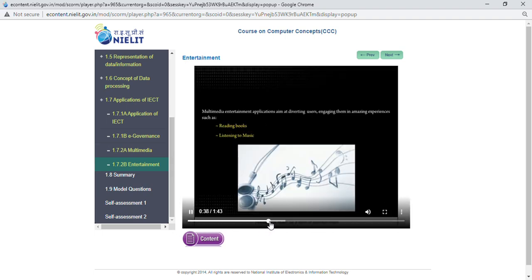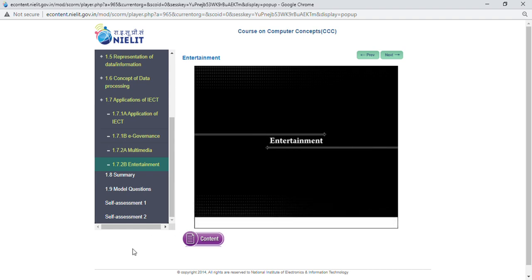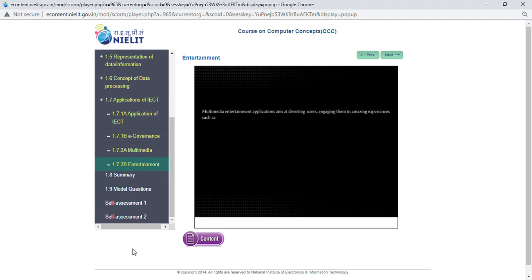Entertainment. Multimedia entertainment applications aim at diverting users, engaging them in amazing experiences such as reading books. Users can read novels and any kind of books just like real books, then click on links throughout the text, take a note and type directly on documents. It will take the user to maps, videos, and anything else.